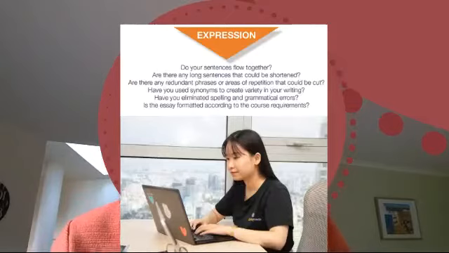You want to check for redundant phrases or repetition that could maybe be cut if you are over the word limit. Have you used synonyms to create variety in your writing? Have you eliminated your spelling and grammatical errors? And is the formatting correct?